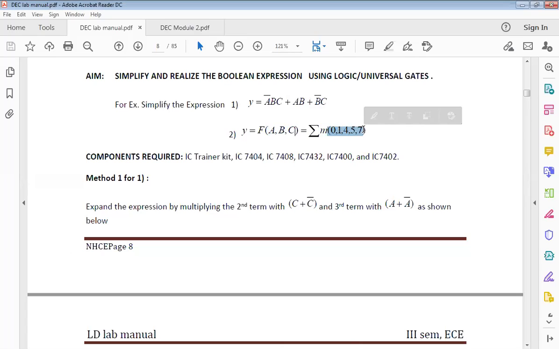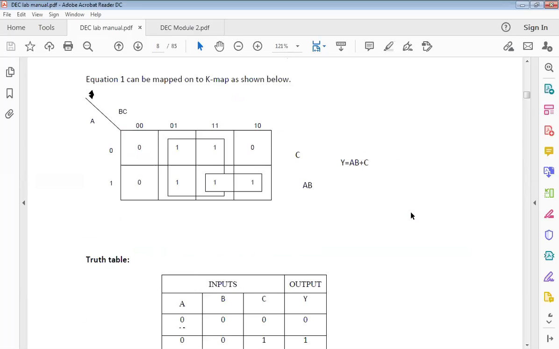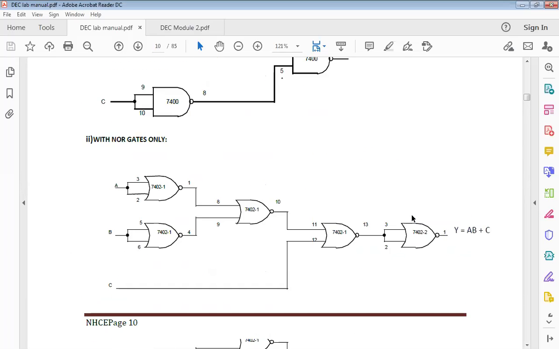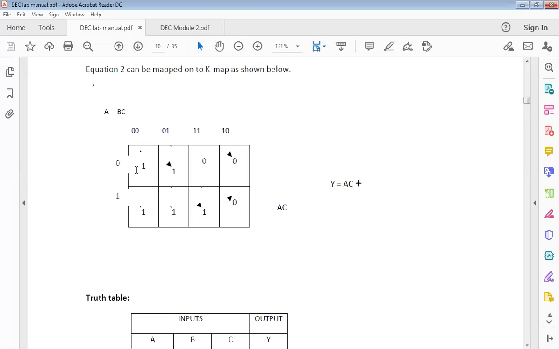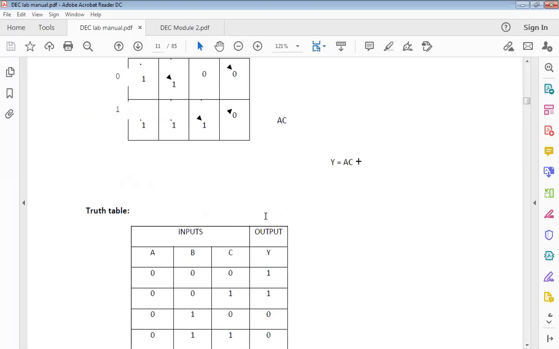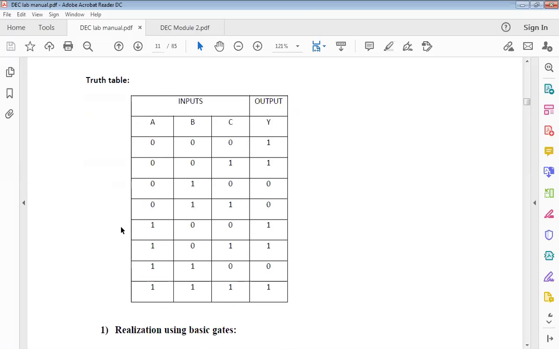So once we have the K-map, you can only put ones where whatever values are given here, at squares 0, 1, 4, 5, 7, right? So at those squares, you can make them high, and you can do the grouping. And once you have the equation, you can come up with your truth table.